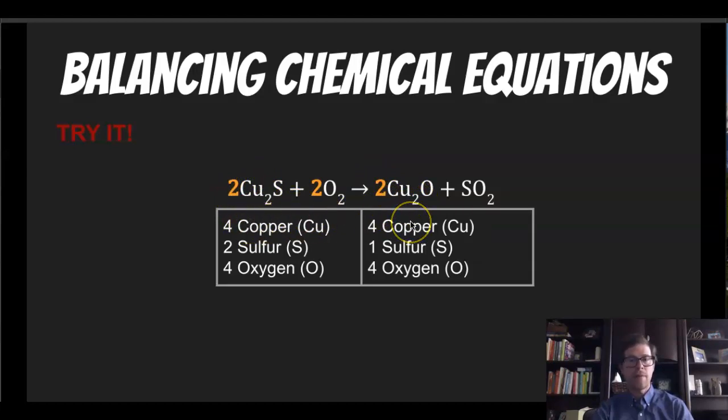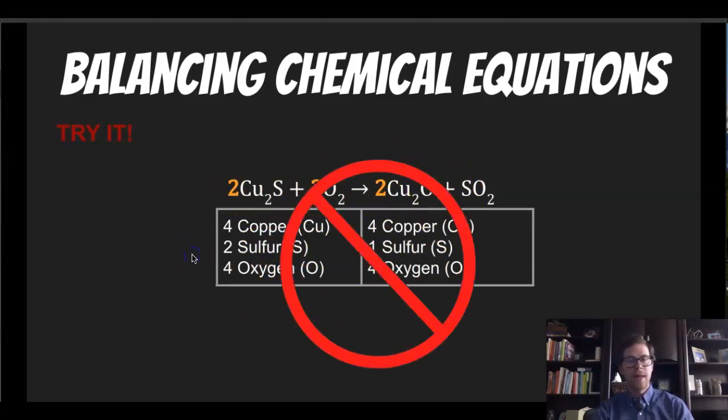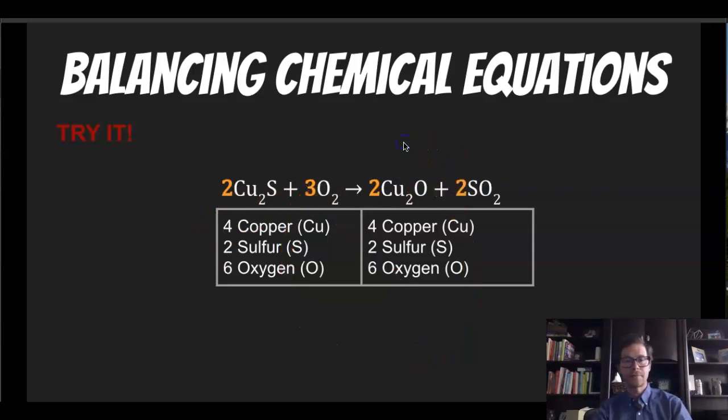Now we have our 4 coppers, and we have our 4 oxygens. Cool, except that now we ended up with 2 sulfurs here, and we only have 1 on the right. So we still have a problem, right? So putting 2, 2, 2 here did not work. So that is basically a dead end, because you can't add in another 2 on that SO2. You're going to keep messing up the oxygen situation. So let's try something different.